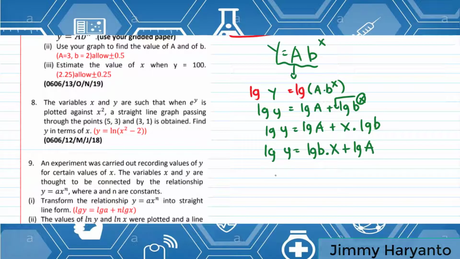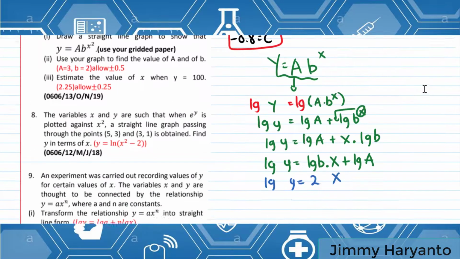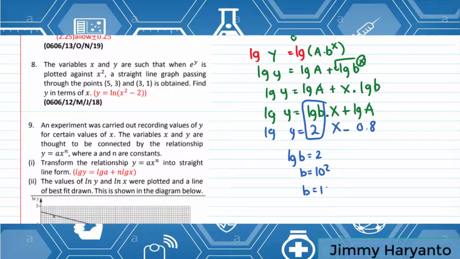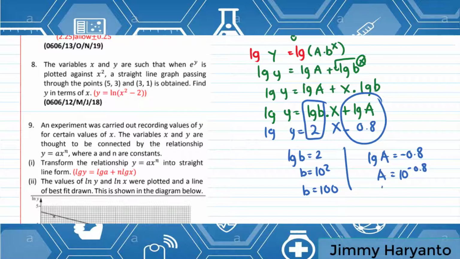LG Y equals 2x minus 0.8, which I had before. So LG B equals 2, B equals 10 to the power of 2, B equals 100. For this one, LG A equals negative 0.8. So A will be 10 to the power of negative 0.8. A equals 0.16, guys. Okay, this is A and this is B.